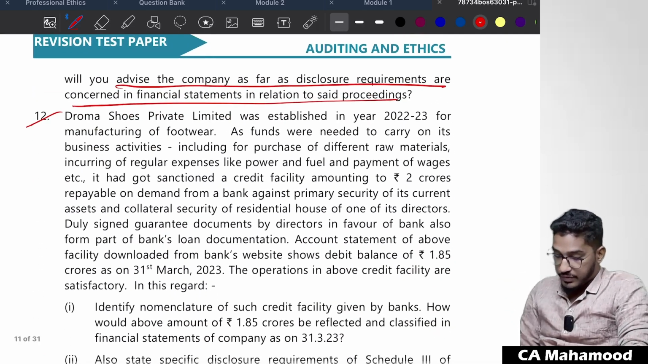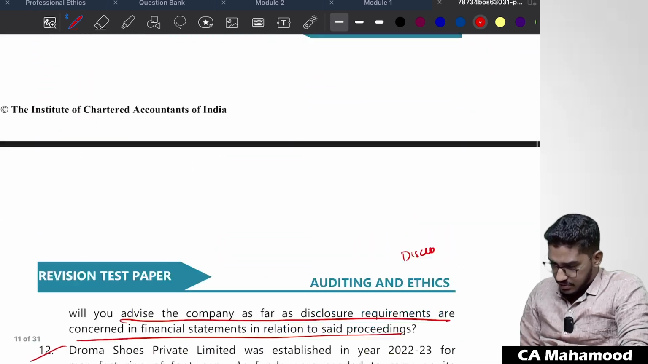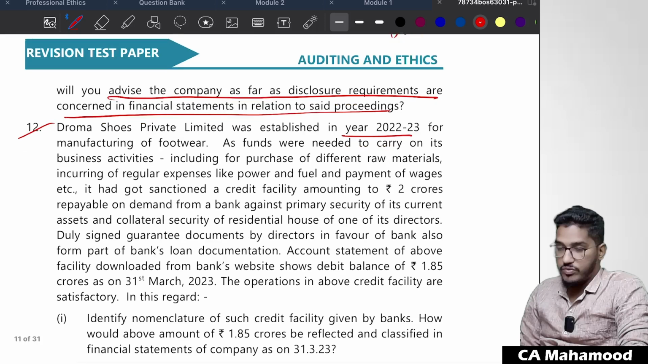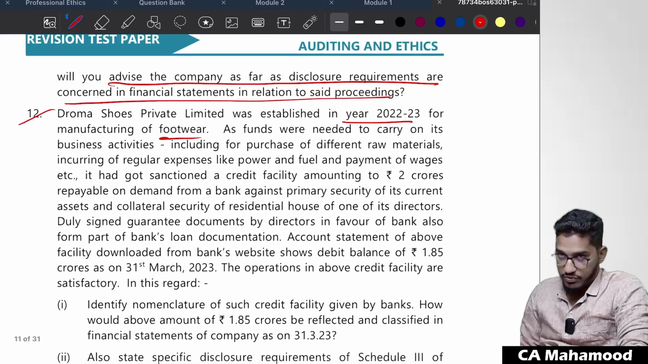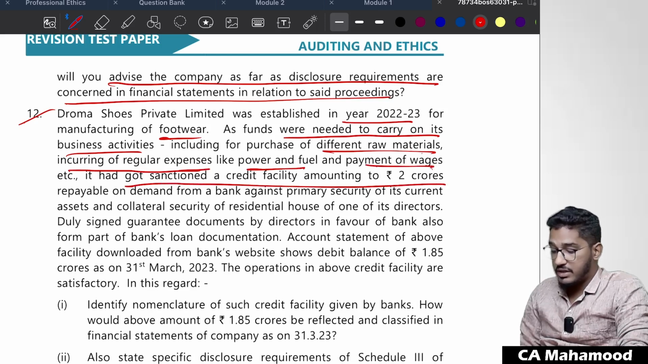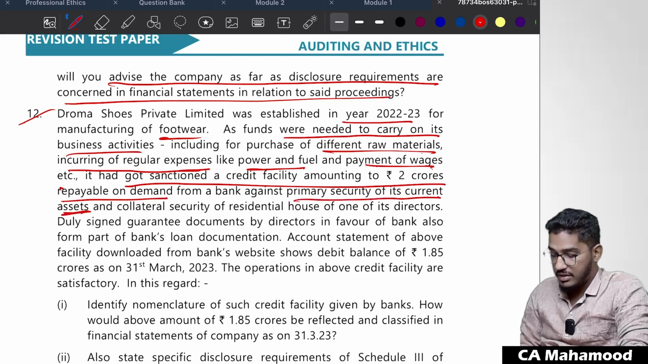One more question. Droma Shoes Private Limited was established in the year 2022-23 for manufacturing of footwear. As funds were needed to carry on its business activities, for purchase of different raw materials and incurring regular expenses like power and fuel, payment of wages, etc., it has got sanctioned a credit facility amounting to 2 crore rupees, repayable on demand, from a bank against a primary security of its current assets and collateral security of a residential house.